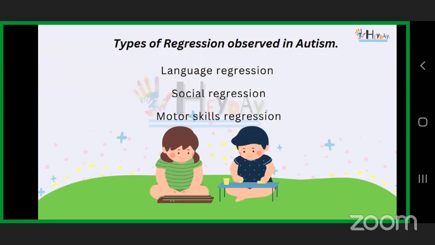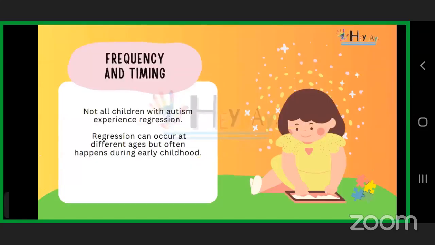They have reasons for that, or there are reasons why they occur. So we have the frequency and timing of regression.